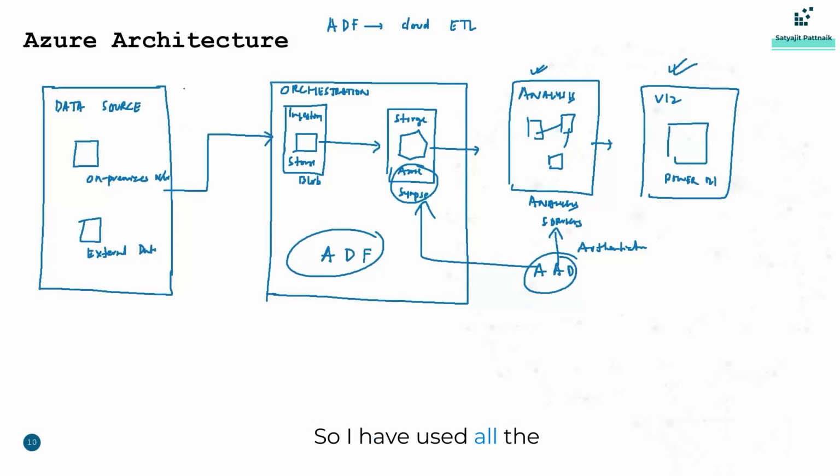So I have used all the Azure tools here: Azure Data Factory, Storage Blob, Azure Synapse, Active Directory, Analysis Services, and Power BI. So various other tools will have various other architectures, but the logic behind the architectures remains the same. It all starts from data source, extraction part, and then we have the transformation part, and then we have the load part.